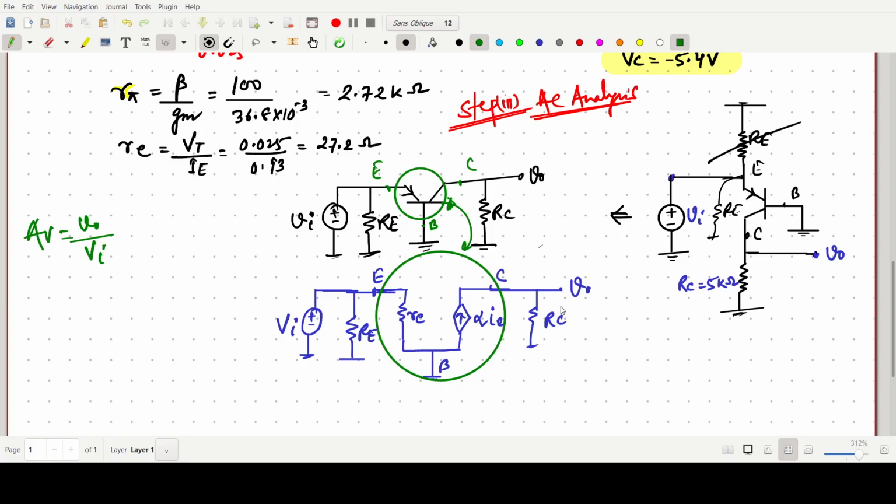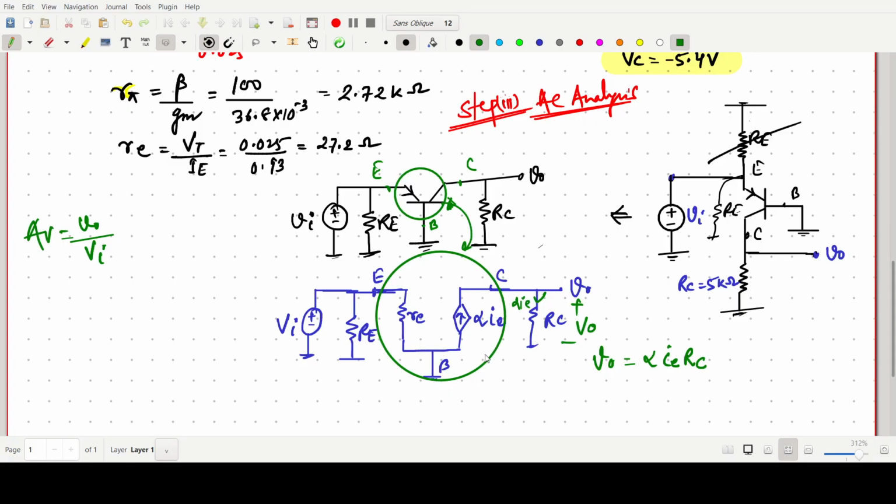So now V naught we have to find. This voltage is plus or minus V naught. This alpha I current will go like this. Alpha I will go through this. So V naught will be this current into RC. So V naught can be simply alpha times IE into RC.